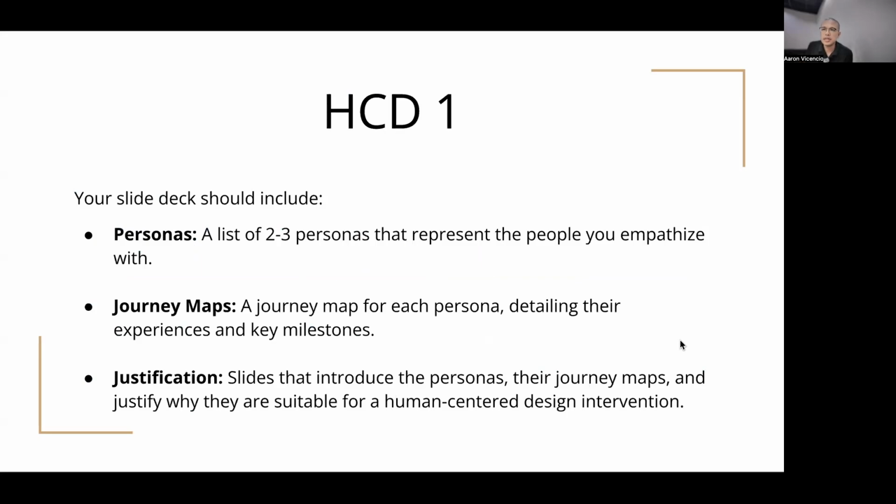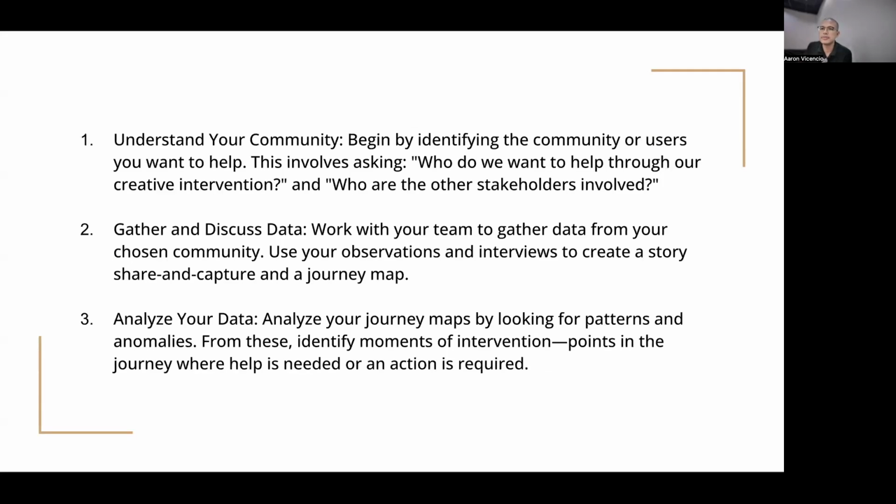Now, human-centered design one is about, well, the output is a persona, or personas, sorry, a list of 2 to 3 personas that represent the people you empathize with. So, who are these people? Who are these people that you want to design something good for? It is expected that you create a journey map for each persona. So if you have two personas, you have two journey maps. Then include a justification in the slides that introduce these personas. Who are they, and why are they suitable for a human-centered design intervention?